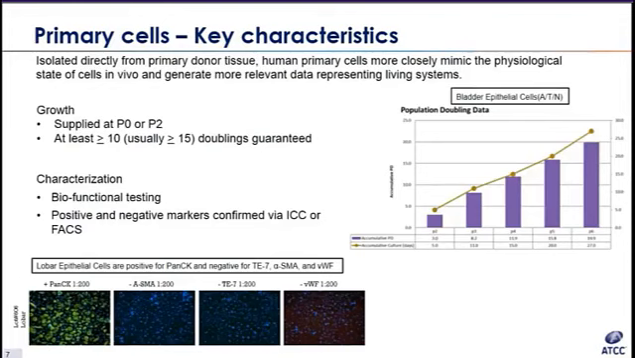ATCC primary cells are supplied at P0 for blood cells and at P2 for cells isolated from solid tissue. Our primary cells are guaranteed for greater than 10 PDLs.